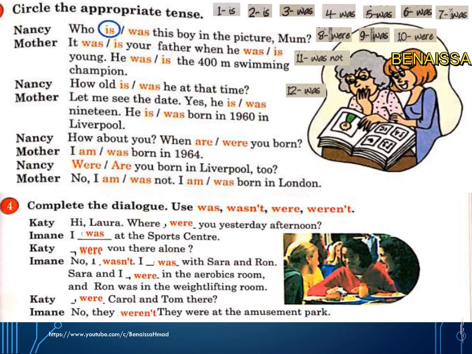So check and compare your answers with the answers on the screen.